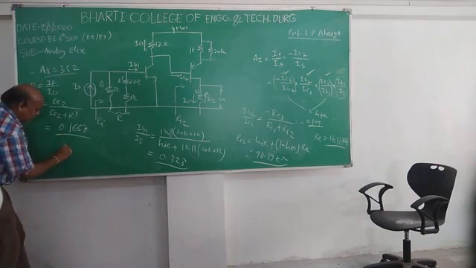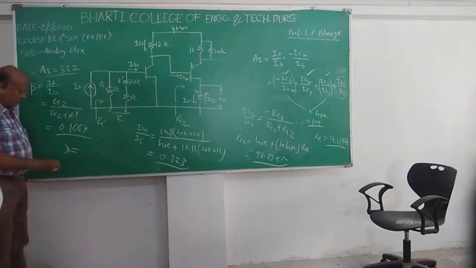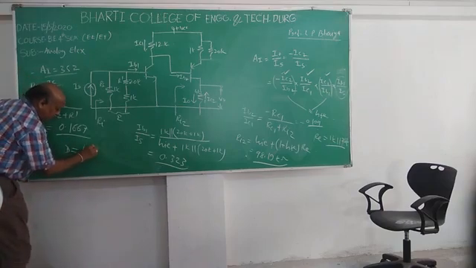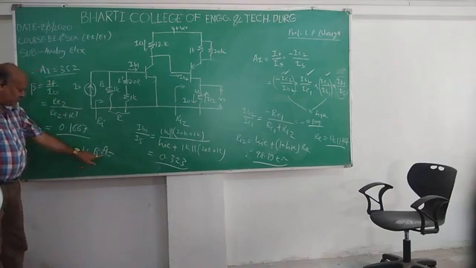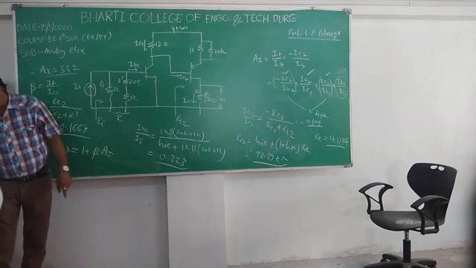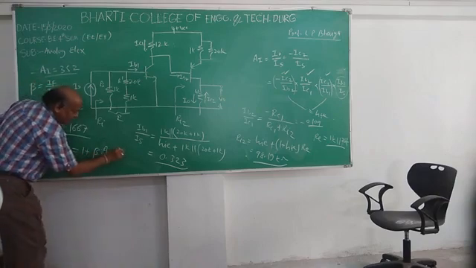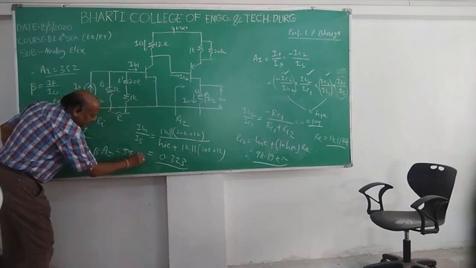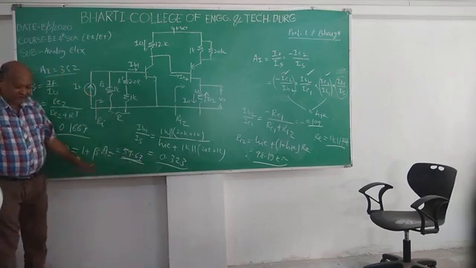Then calculate the D factor, that is the return difference. D factor is equal to 1 plus AI into beta, 1 plus beta into AI. You know this beta, you know this AI. Calculate the value of D. This D comes to be 59.67. So this is the value of D.